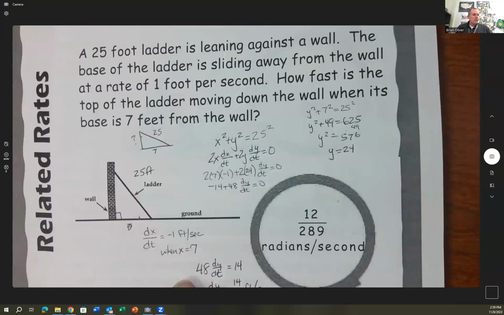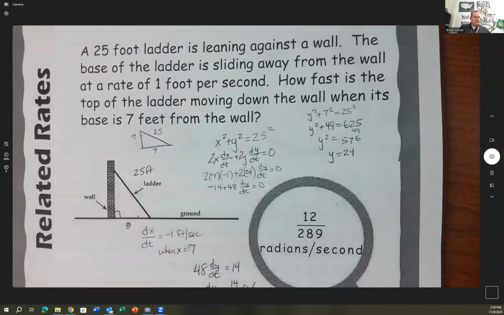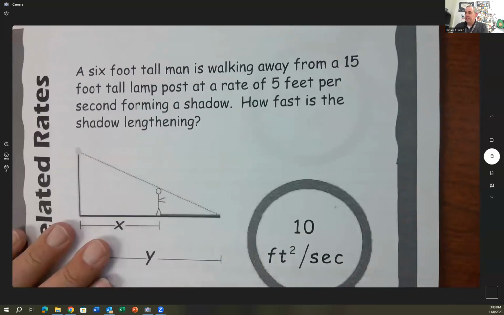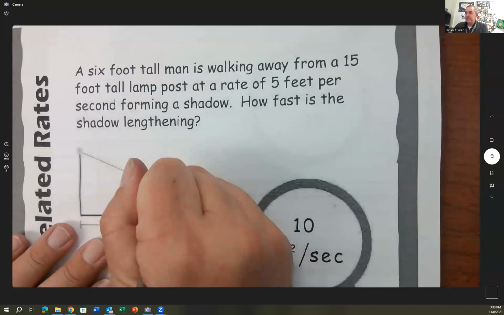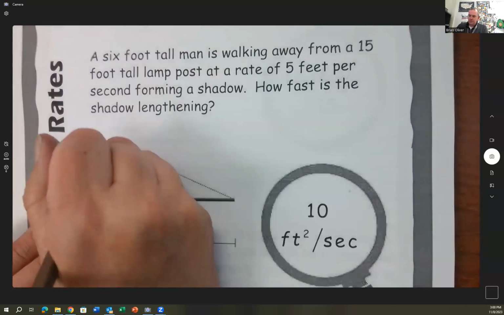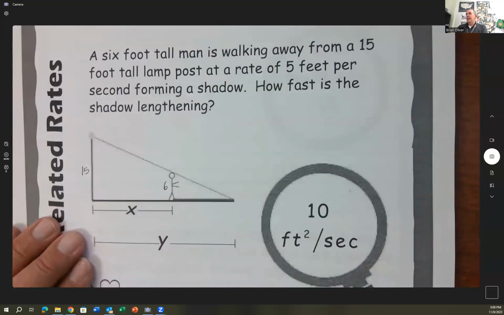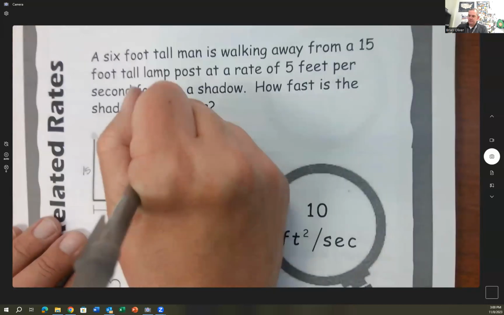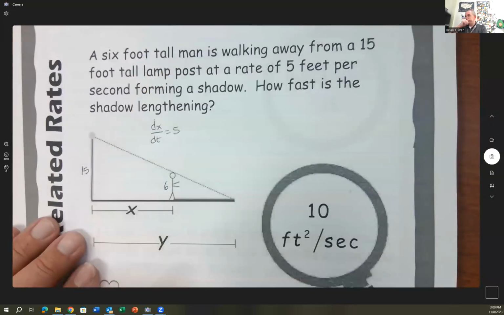Let's do 15 next. 15. Similar triangles. Another fun one. A 6-foot tall man, that's telling me that this guy is 6, is walking away from a 15-foot tall lamppost, that's this one, at a rate of 5 feet per second. So he's walking away. So it's telling me in this case that dx/dt is going to equal 5.